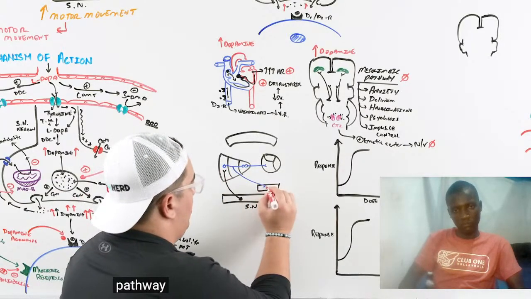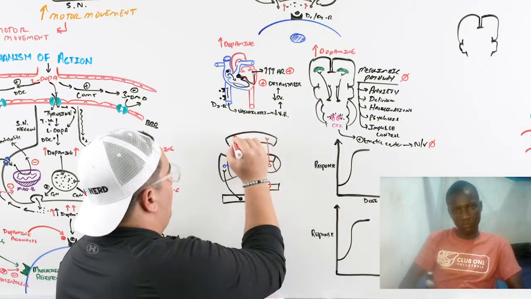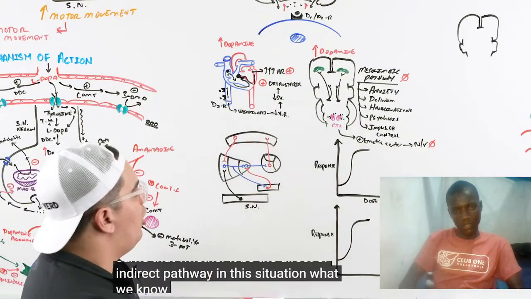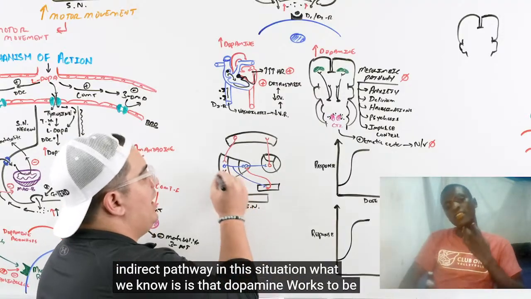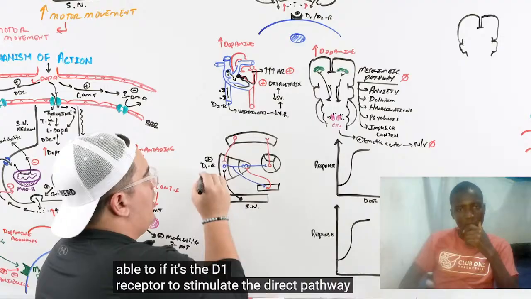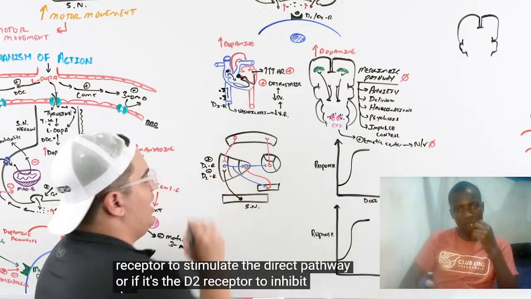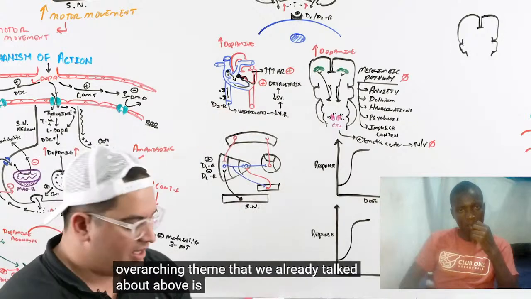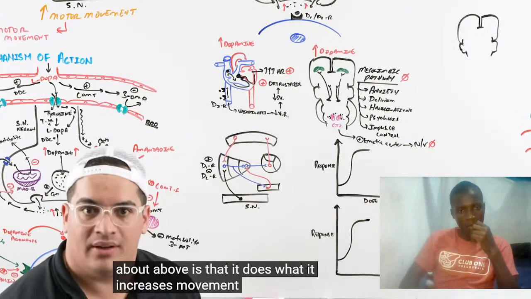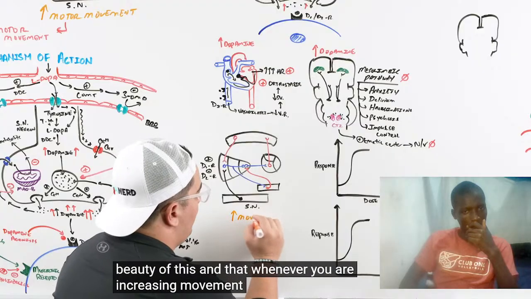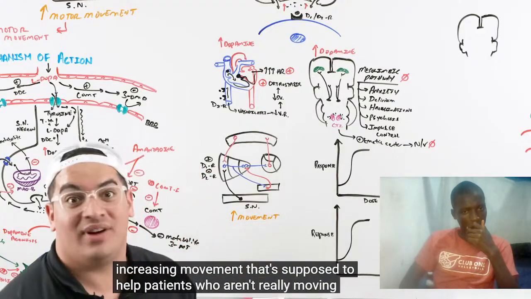And the whole concept here is the same. Whether it be the direct or indirect pathway, dopamine works, if it's the D1 receptor, to stimulate the direct pathway, or if it's the D2 receptor, to inhibit the indirect pathway. The overarching theme we already talked about is that it increases movement, right? That's the whole concept, and that's the whole beauty of this, and whenever you are increasing movement, that's supposed to help patients who aren't really moving a lot at all.